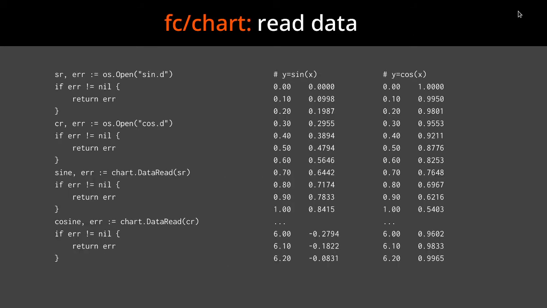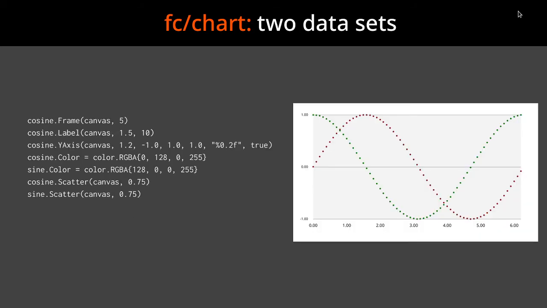So the code on the left shows opening two data files. In this case, just for demonstration purposes, I'm going to plot the sine and the cosine. So I'm opening them, checking for errors from them. Now that I've got my IO readers, I read them into the chart box with the data read method. Again, checking my errors. Once I've got them, now I can combine them.